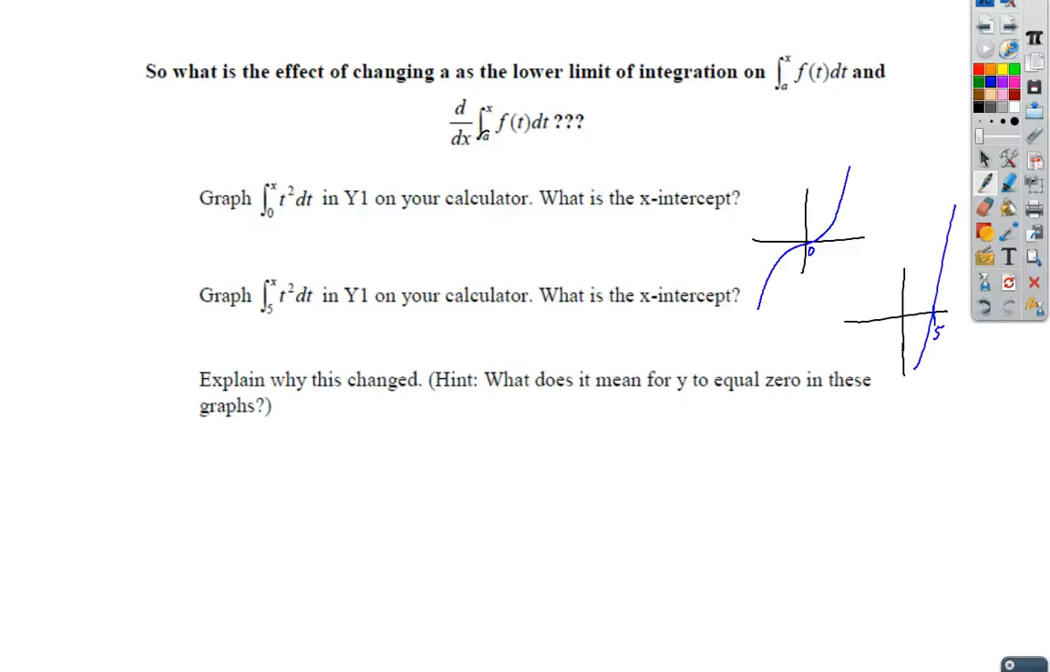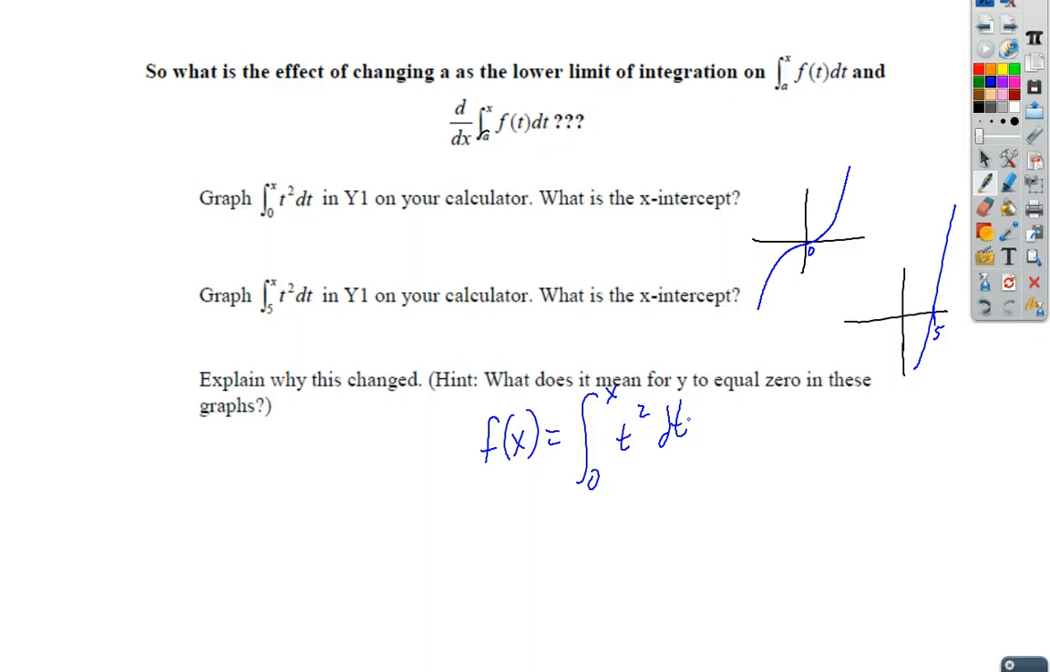And boom, there are your graphs. So I wanted to explain why this has changed. Here's my graph. It looks very much like x cubed, and then there's this one that looks kind of straight out of there, and it crosses the x-axis at 5. So you should explain why this has changed. Remember, when you put this into y1, you're creating a function, right? So f of x is equal to the integral from 0 to x of t squared dt.